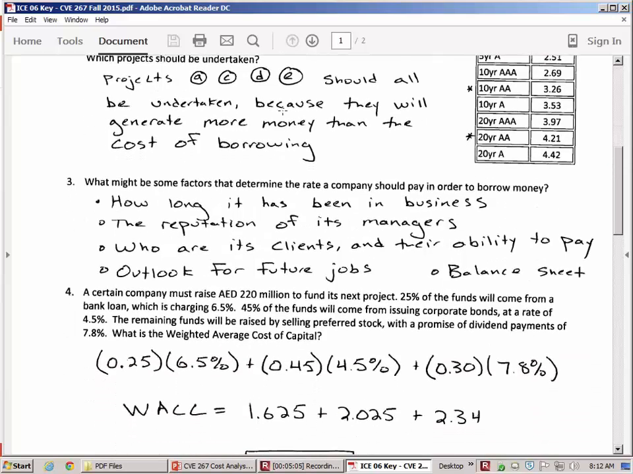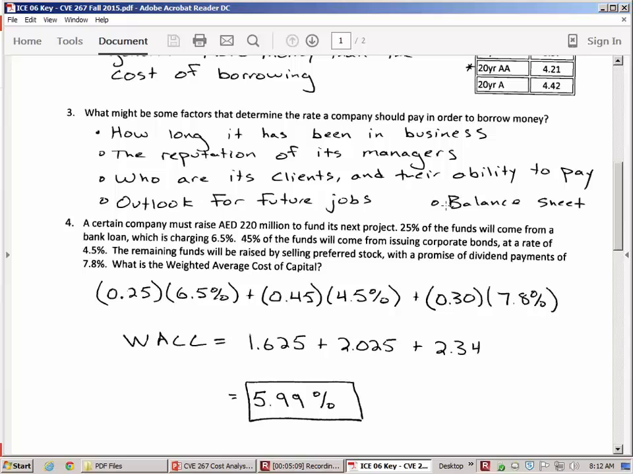So it's just a reputation of the people who are running the company. The balance sheet means debts versus income. That's just some of the factors that they consider when they're rating a company.